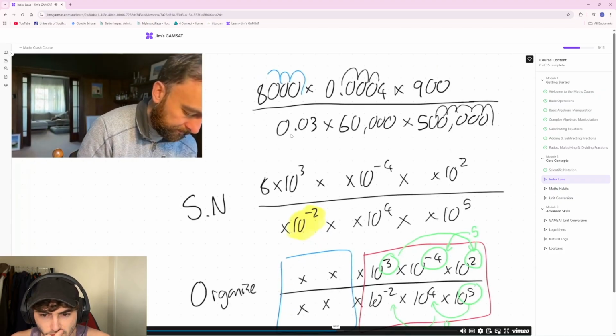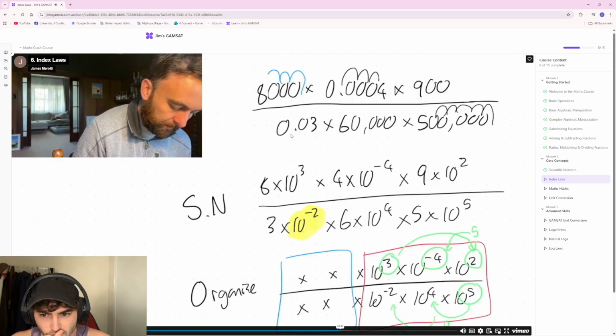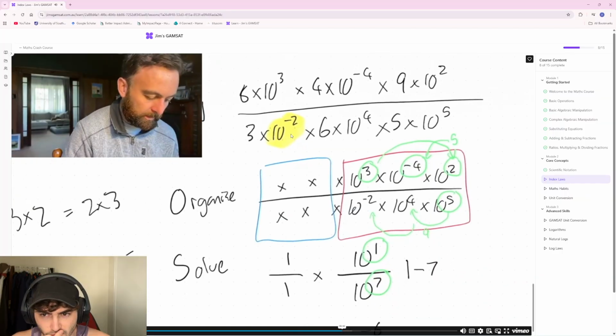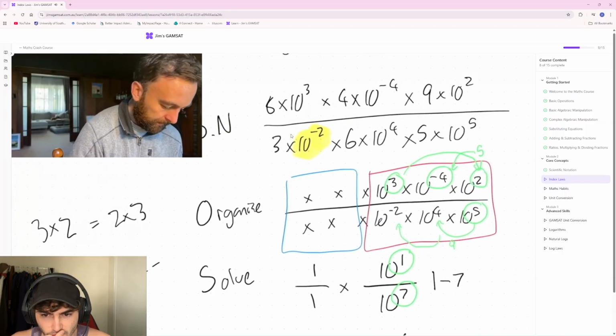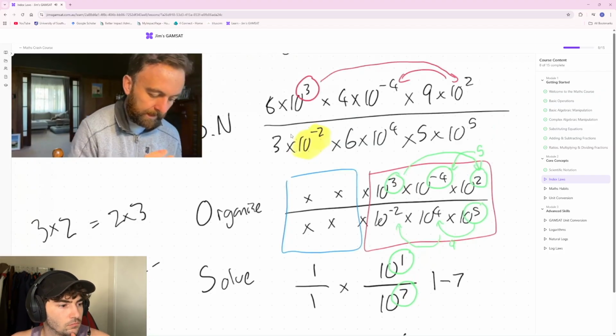So this will become 8 times 10 to the 3, 4 times 10 to the negative 4, 9 by 10 to the 2, 3, 6, and 5. And then that just means when we organise, and you can kind of see now why the organised step is useful, because if we were doing all these numbers, we'd have to do the 3 over here, then go over here to the 2, then come back to that. And in my head, that just looks really messy.